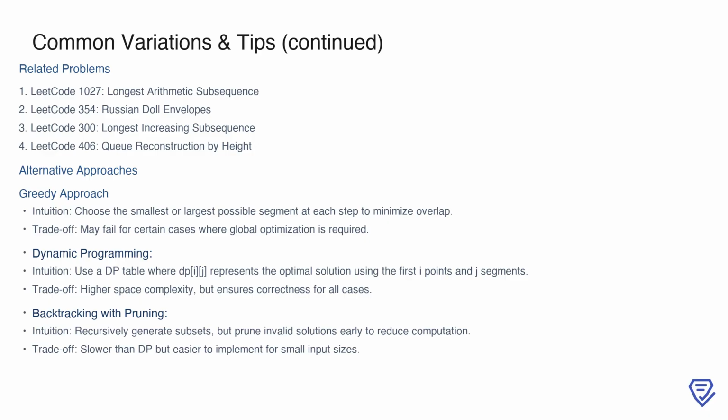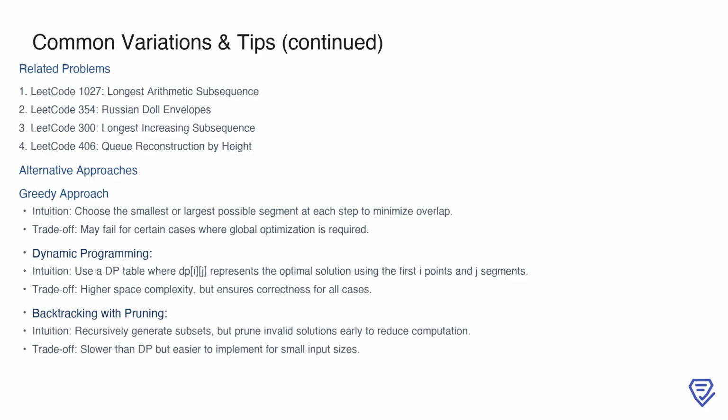Additionally, alternative approaches can be helpful depending on the problem's constraints. A greedy approach focuses on choosing the smallest or largest possible segment at each step to minimize overlap. However, this method may fail in cases requiring global optimization. Dynamic programming is a more robust option, where you define a DP table to track solutions based on the first i points in j segments. While this guarantees correctness, it often comes with higher space complexity.